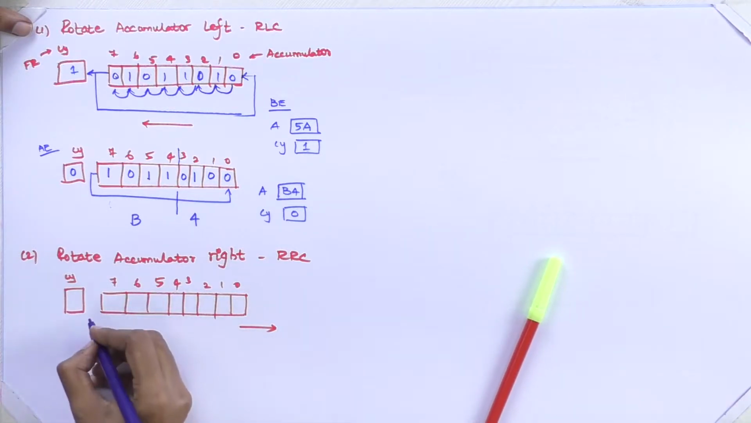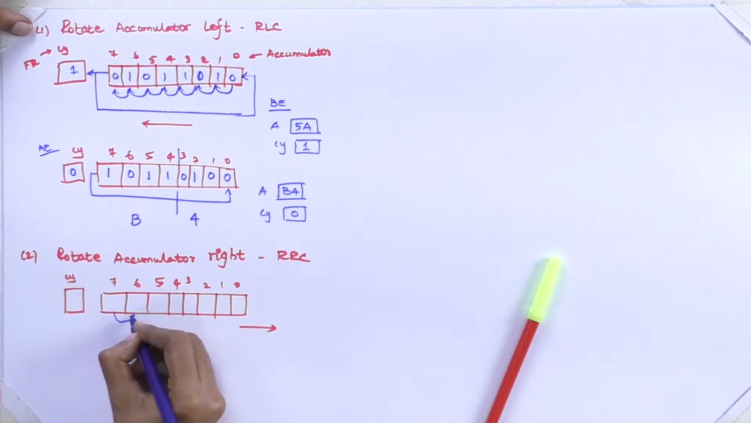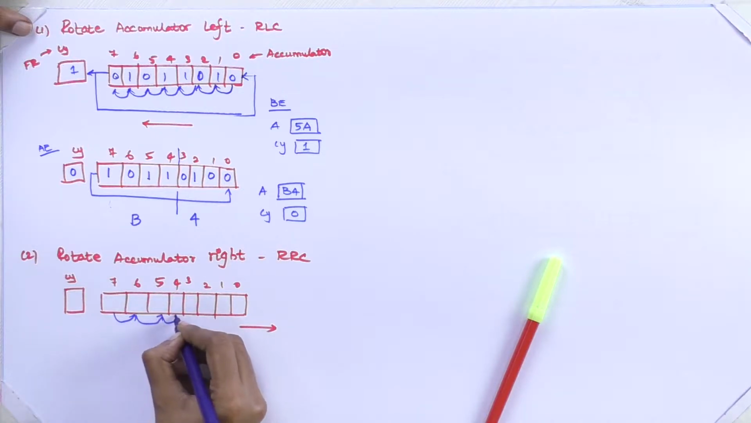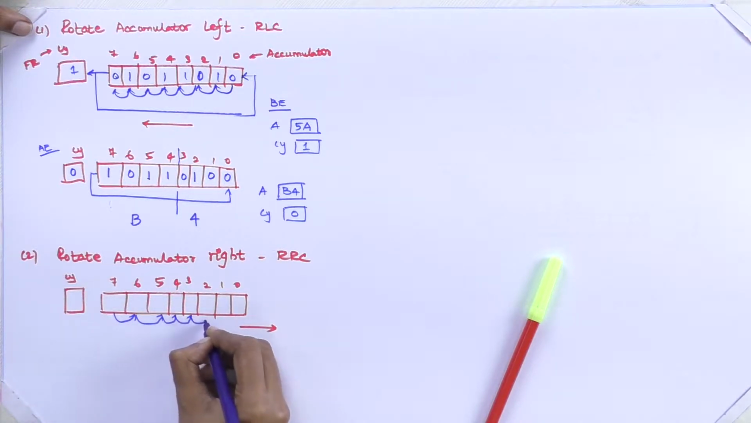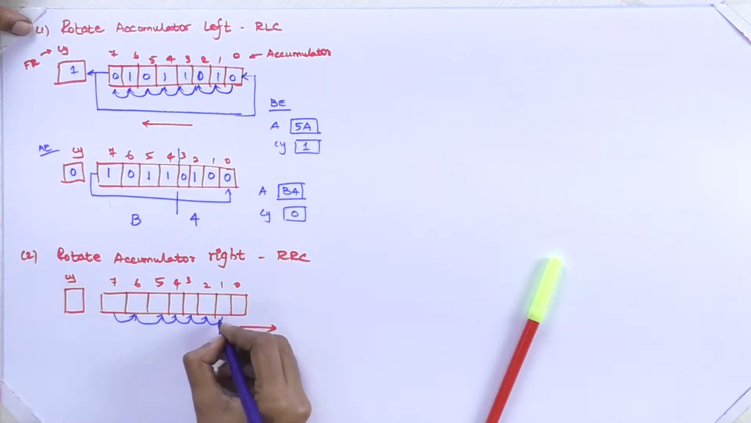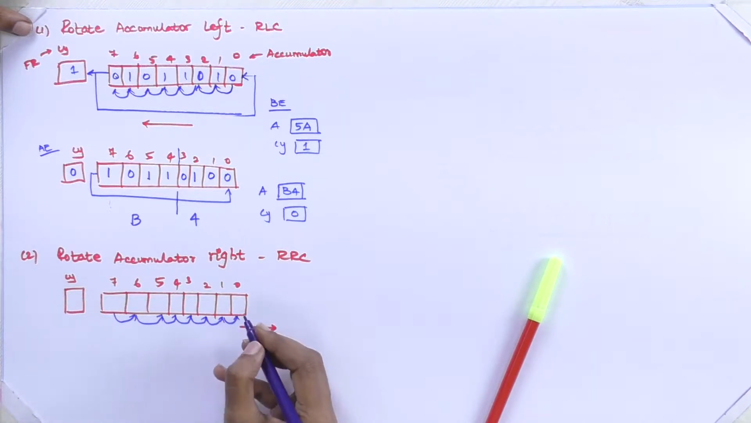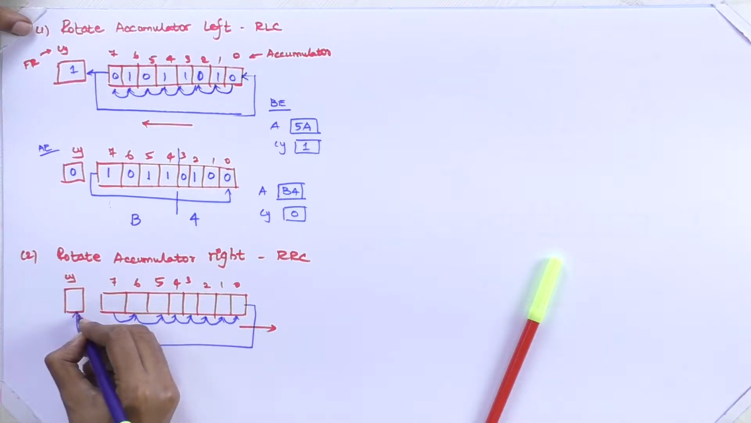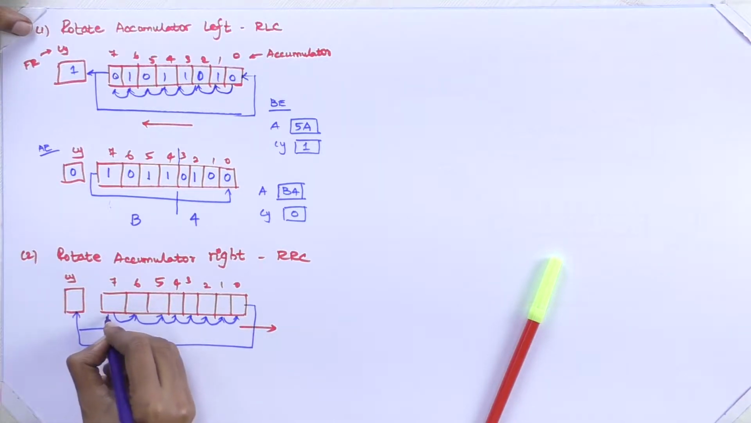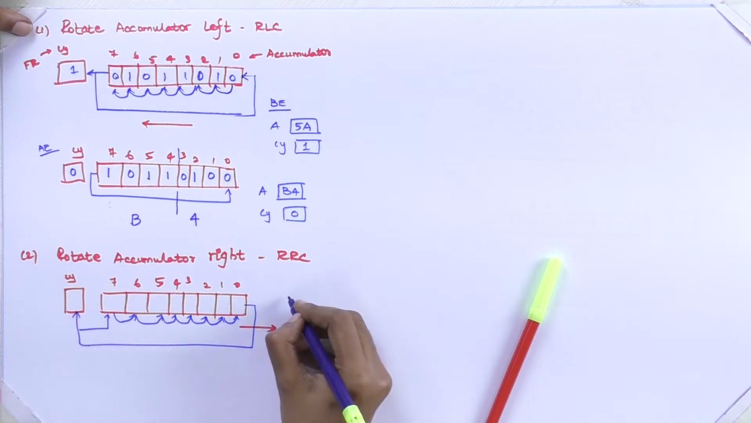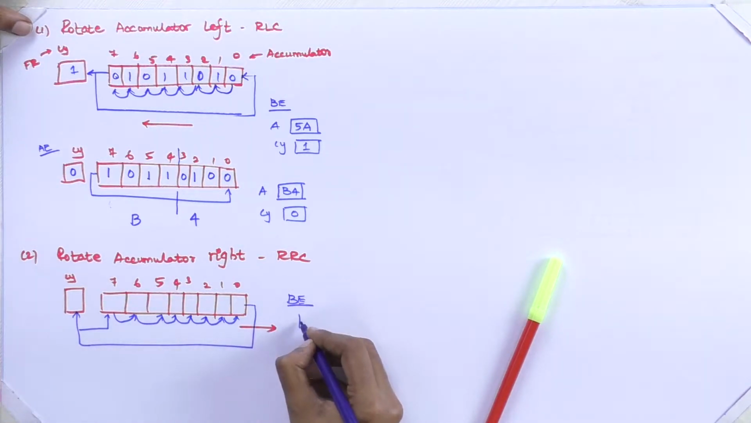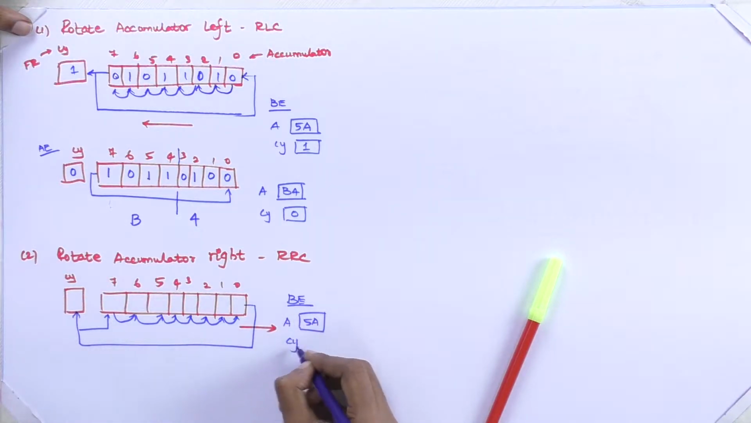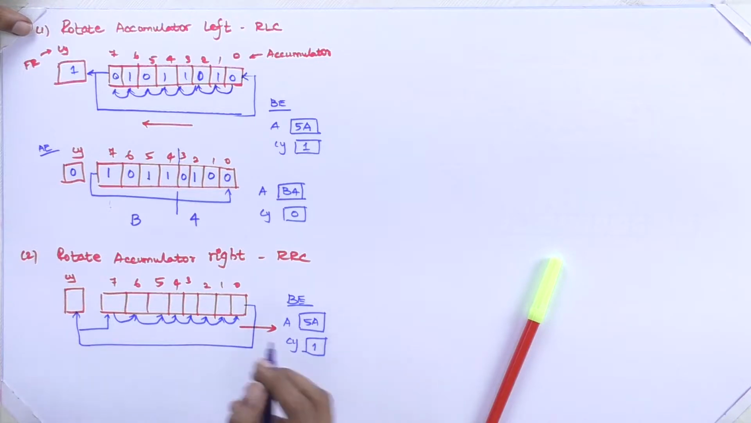How does this happen? The value in bit 7 goes to 6, 6 to 5, 5 to 4, 4 to 3, 3 to 2, 2 to 1, 1 to 0. This 0th bit is given to carry as well as to the 7th bit. Before execution, we will consider the same value 5A in the accumulator, and carry has the value of 1.